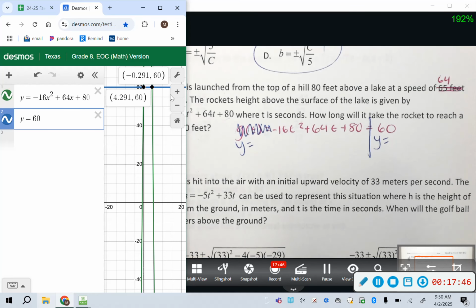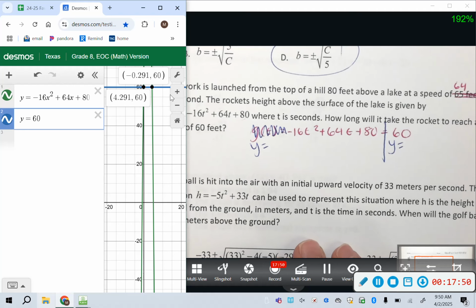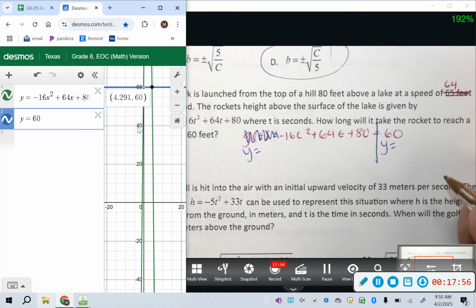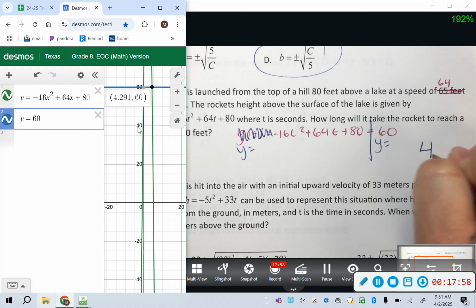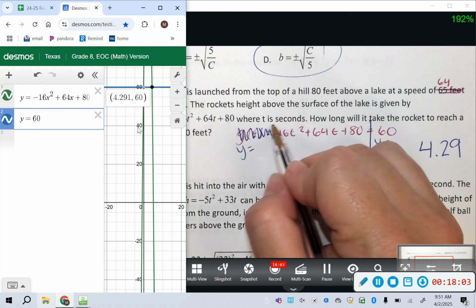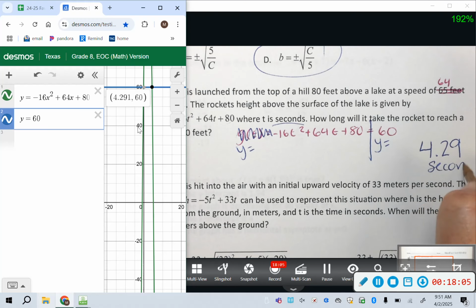Well, is there ever such a thing as a negative height? No. So I don't even want to look at my negative answer. Therefore, 4.291 is my answer. If it doesn't tell you what to round to, I'm going to round to the hundredth place. So 4.29. And the question was how long, so the answer is time, which is seconds.